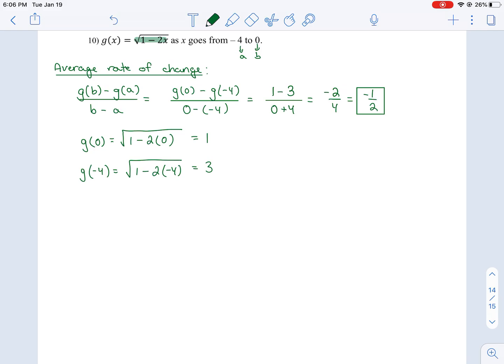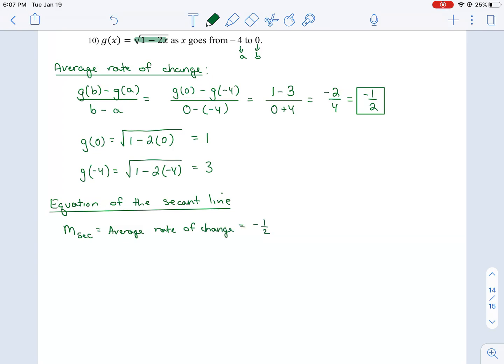Now on to the equation of the secant line. So the slope of the secant line is the average rate of change, and that's equal to -1/2. Next, we need a point. And in this case, I'm going to use the point 0, 1.